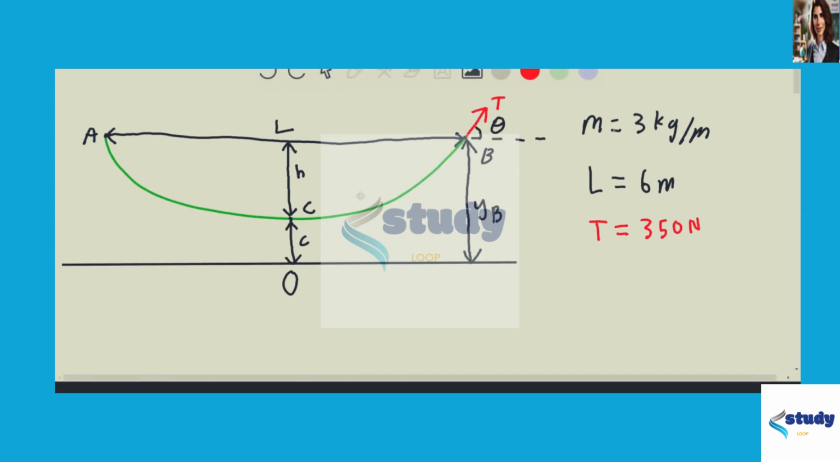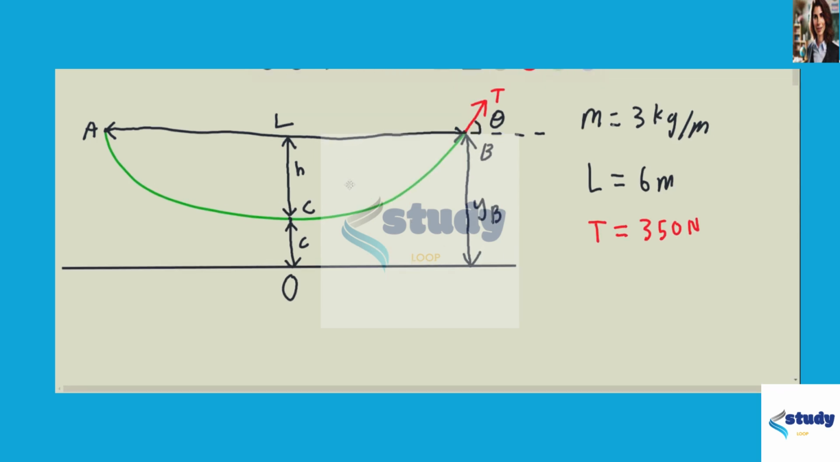We need to find the two different sag values, H, that this cable can take on whenever there's a given tension of 350 newtons at this point B. So to start, we're going to first find what the weight per unit length of this cable is, since we know what the mass per unit length is.